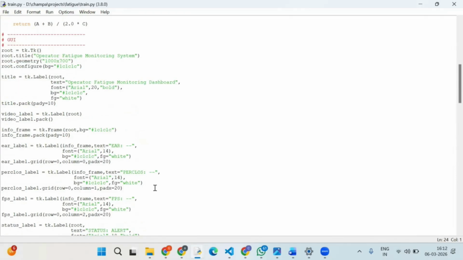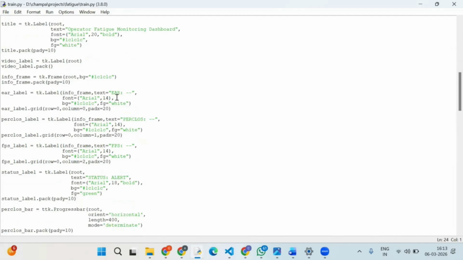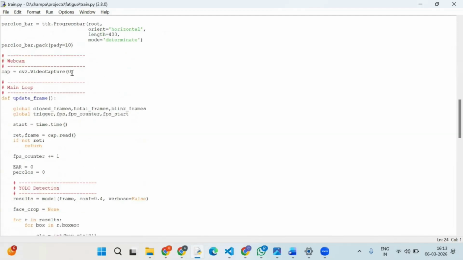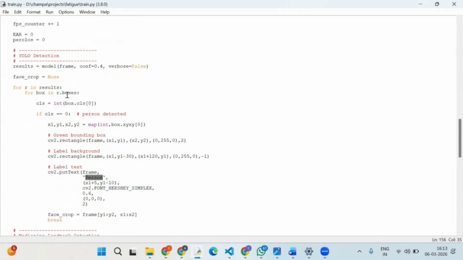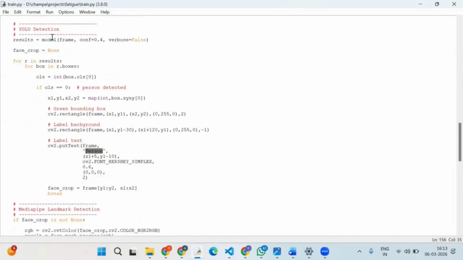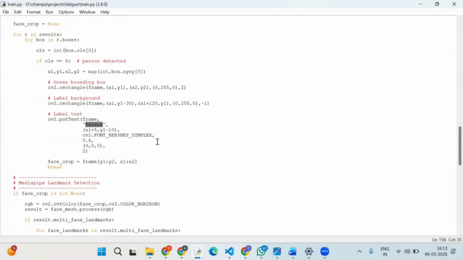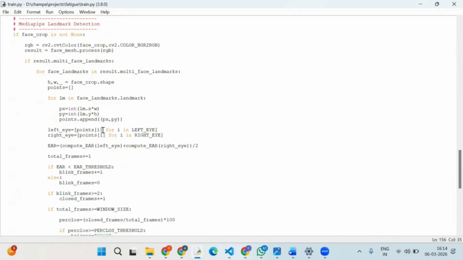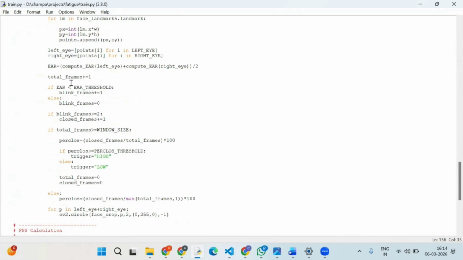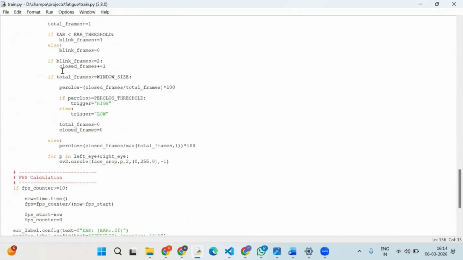So this is our GUI. In the GUI we can see a title called Operator Fatigue Monitoring System. If you run it, the webcam should open. Once the webcam opens, each frame is updated every second. Those frames will be given to our YOLO detection model. Our YOLOv8 model will detect the person and provide the bounding box with the label of person, and then the MediaPipe landmarks. In the person detection region, it will detect the eyes and provide the landmarks for the eyes. Then it will calculate the eye aspect ratio threshold. So it will count the blink frames.